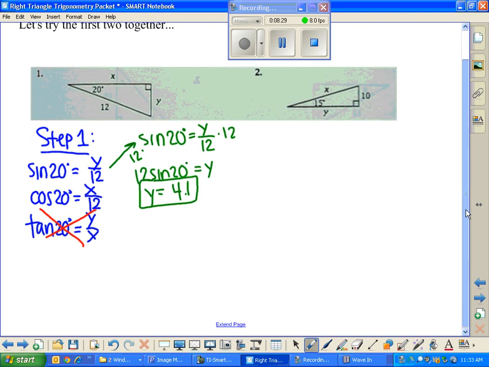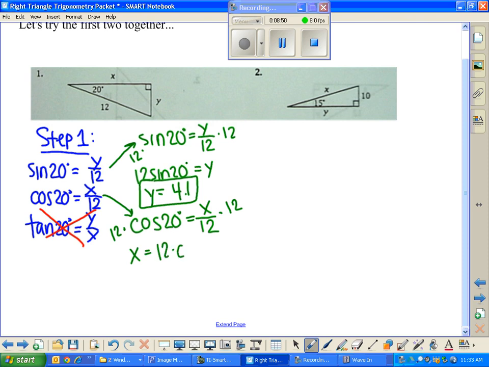Next, we still have to solve for x. So we take our next ratio that'll help us find x, cosine of 20 degrees equals x over 12. Again, we're multiplying both sides by 12. We have x equals 12 times the cosine of 20 degrees. Using our calculator, we get, anyone? 11.3. You are right. Did everyone get 11.3 when they typed that in?